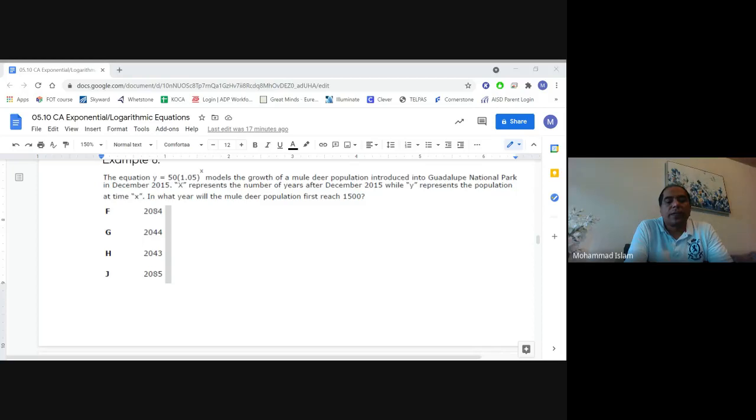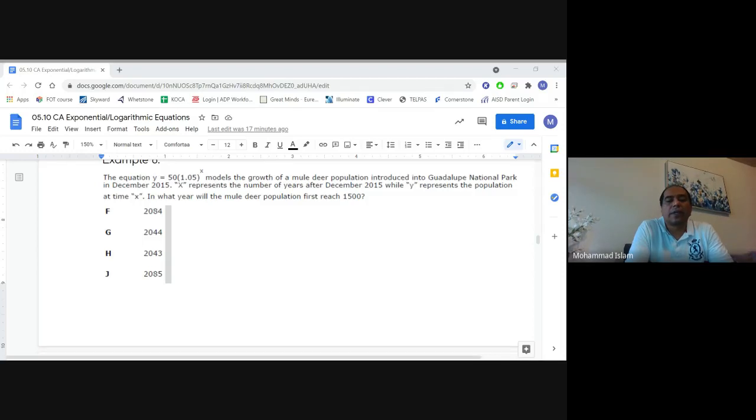So you have to divide by 50 on both sides. You divide by 50 and you get rid of the 50. You want to isolate this term which has x. Yes, very good. I see your response, Jamar. So I have 1.05 to the power x is equal to 30. Then you just take the log on both sides.